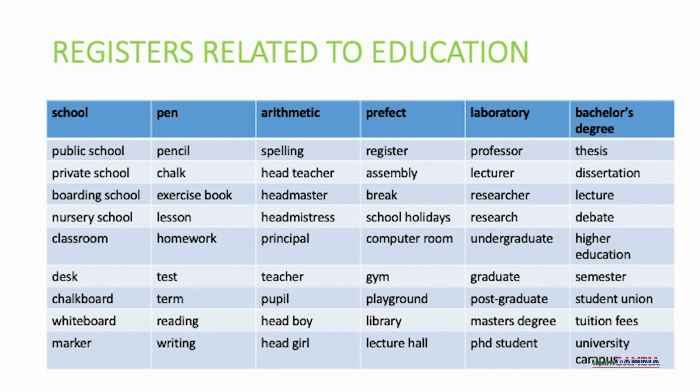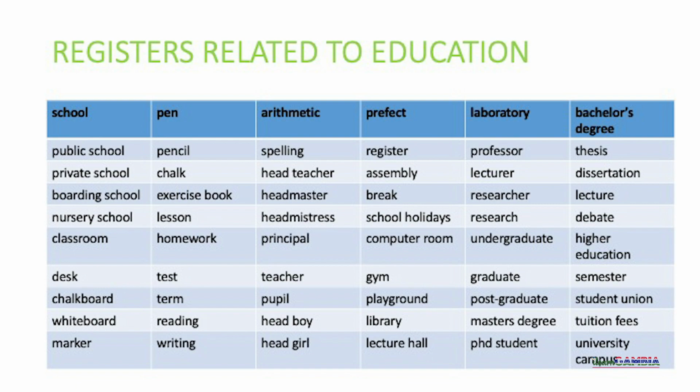You have whiteboard, you have marker, okay? You have pen, pencil, chalk. So these are examples of words that we often hear in the school setting or in the area of education, okay? You have teacher, you have pupils, head boy, head girl, register, okay? You have assembly, you have break, okay? School holidays, computer room, you have the gym, okay? The gymnasium, or short form, in short, like gym, playground, library, lecture hall, okay?